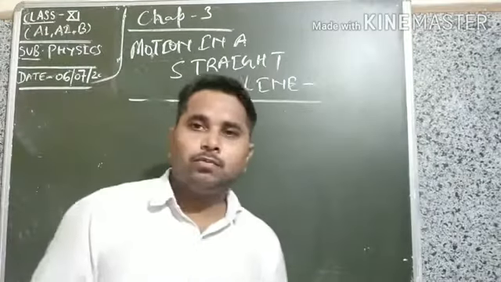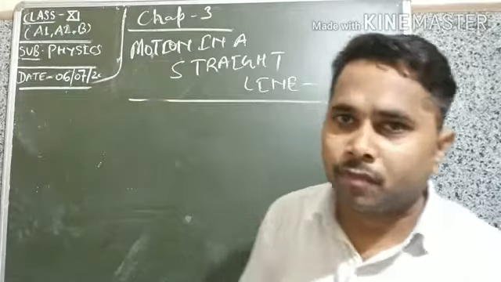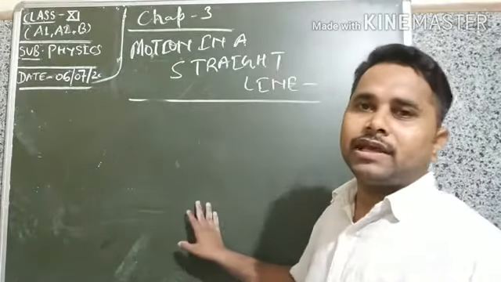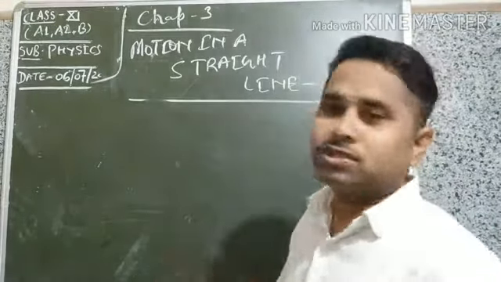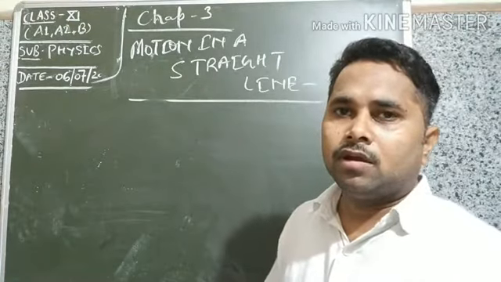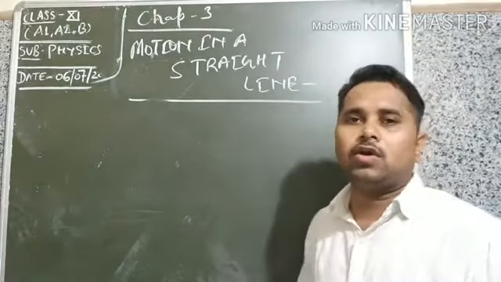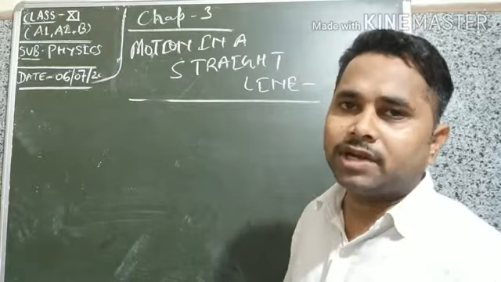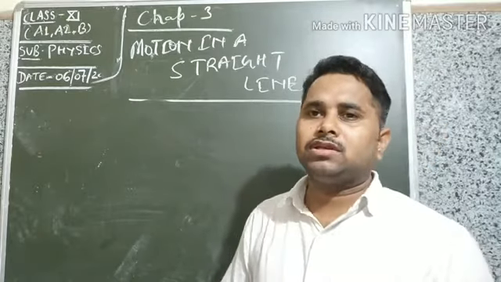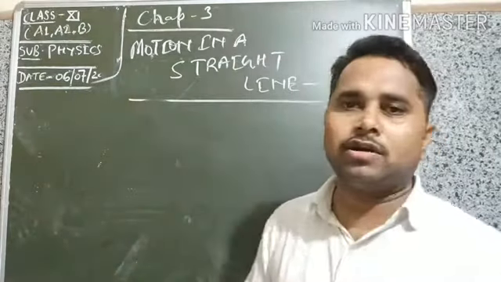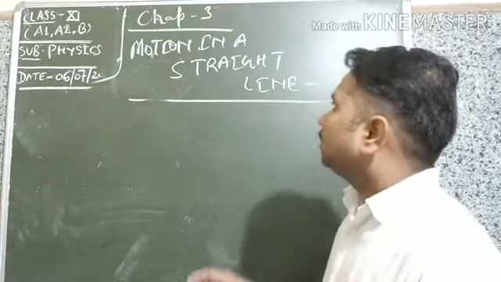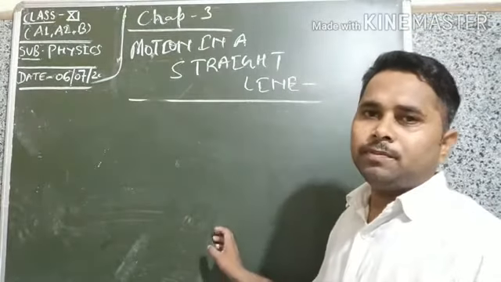So the chapter is motion in a straight line. Students, in class 9th you have discussed motion in a straight line. If a body is moving on a straight path, on a straight line, then its motion is called motion in a straight line or rectilinear motion. Actually, it is one-dimensional motion.